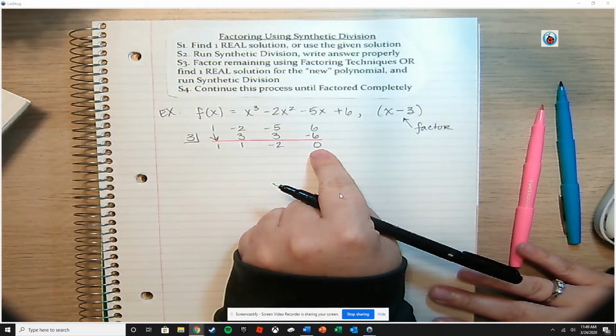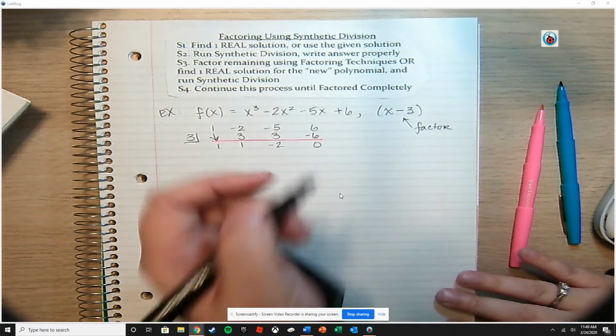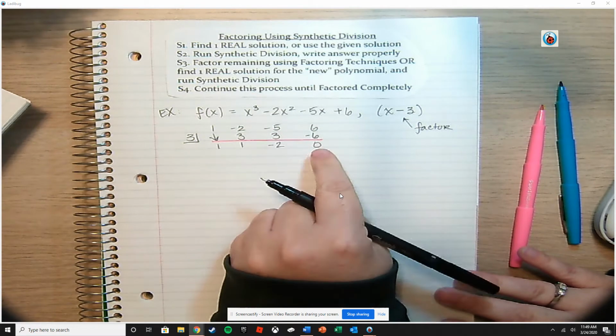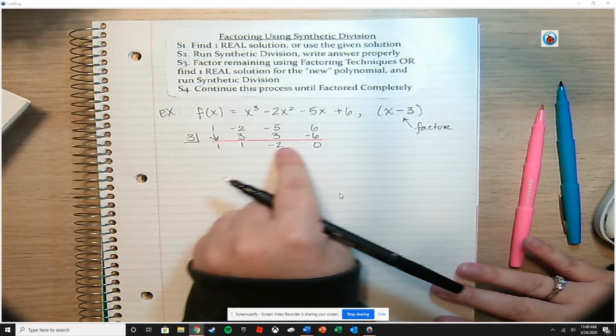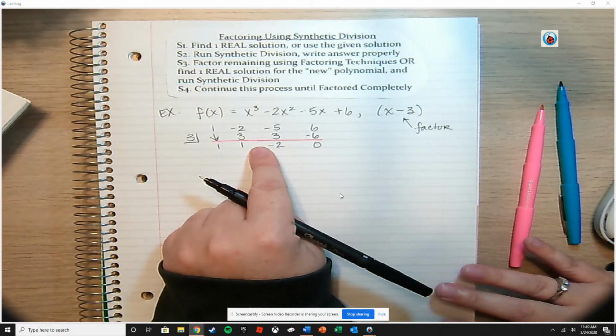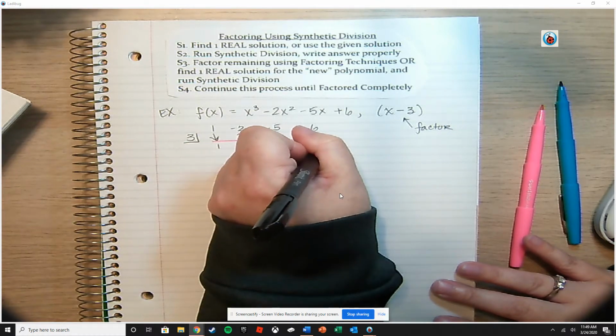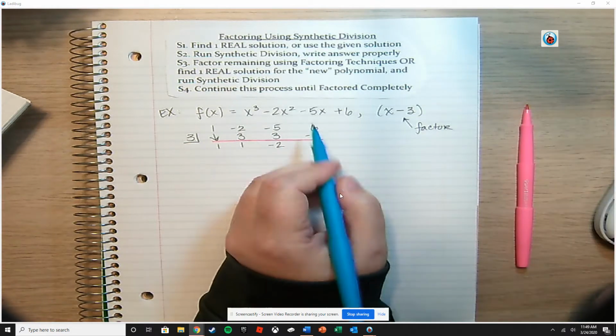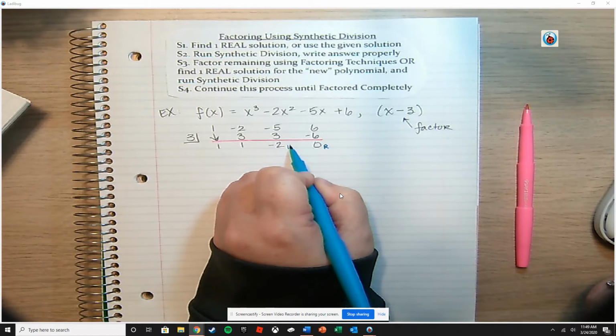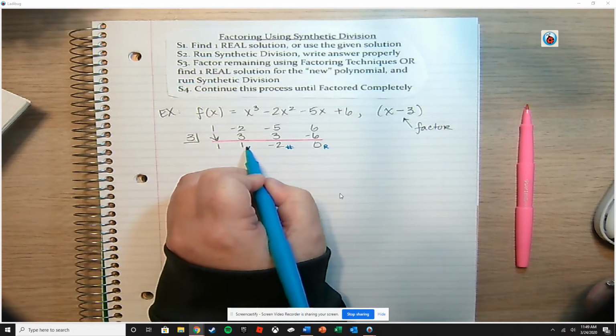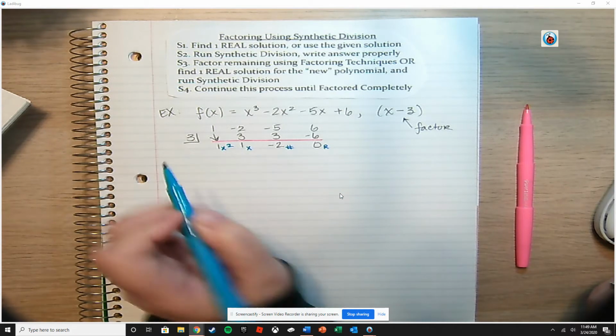And I need it to be 0 because if I'm factoring, okay, the remainder is 0. If I did not get 0, I've made a mistake somewhere. So I would have to go back and redo that. So this is my remainder. This is my number. This is my x term. This is my x squared term.